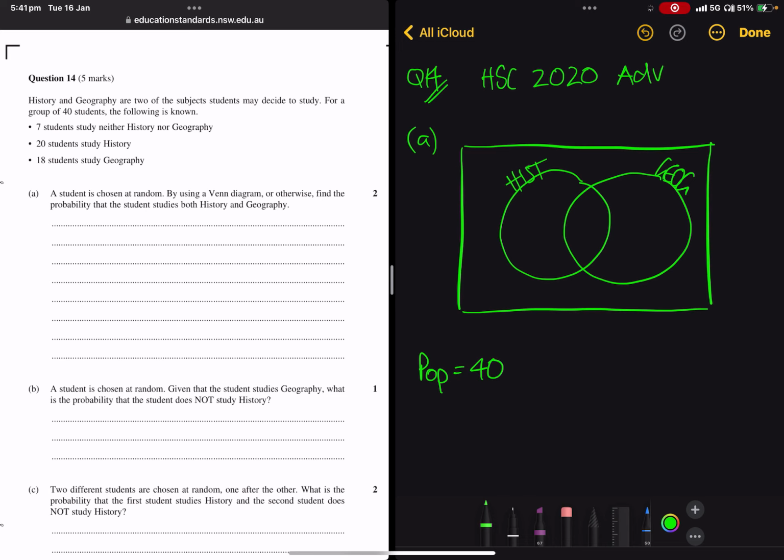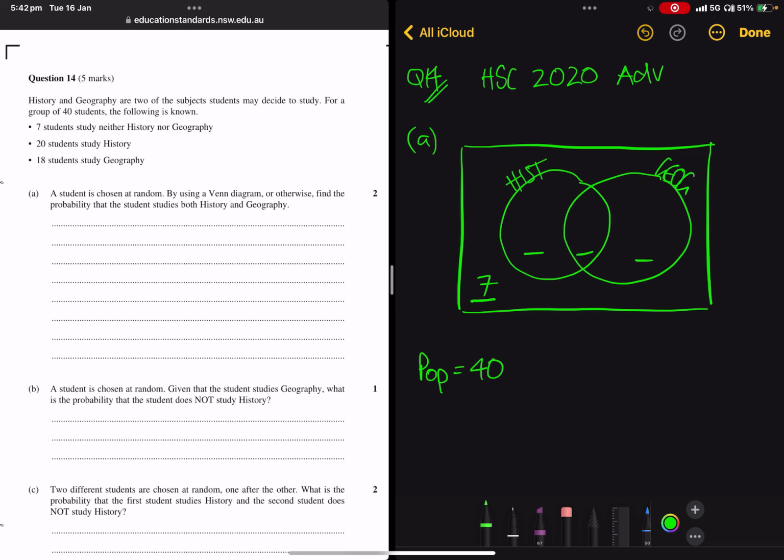Now we need 4 numbers. We need a number for students outside, history only, geography only, and history and geography. So we're told 7 students don't study history or geography. So there's 7 in the outside. So these students don't study either. We're told 20 students study history and 18 students study geography.